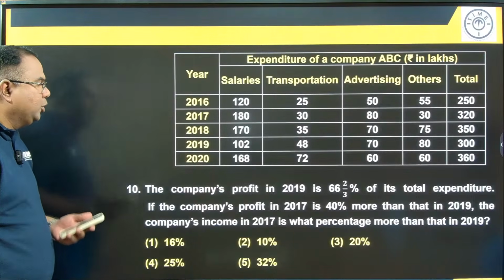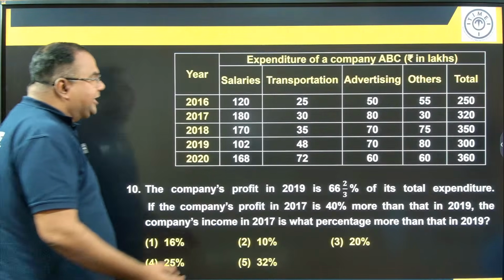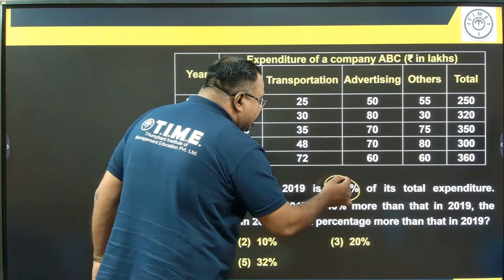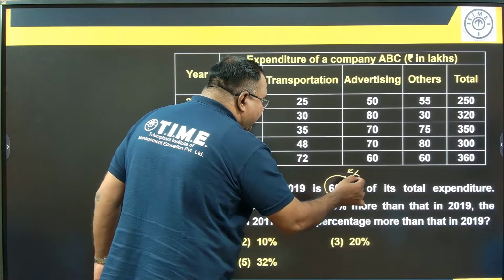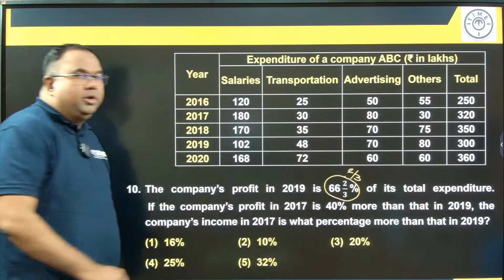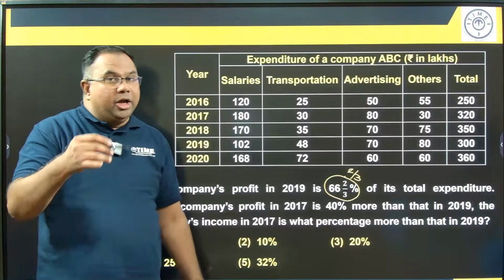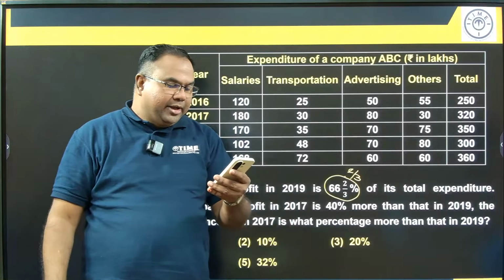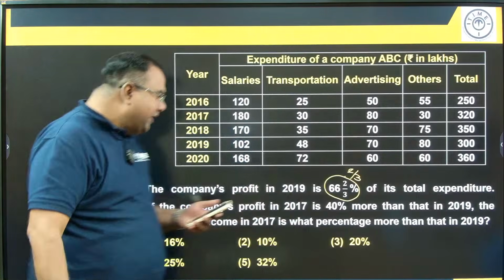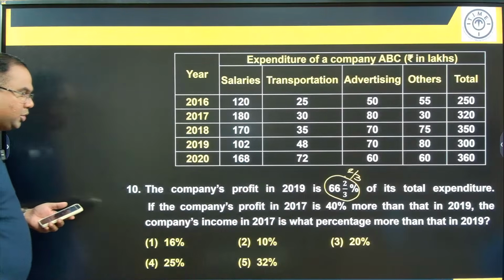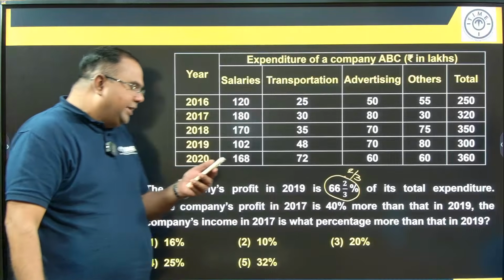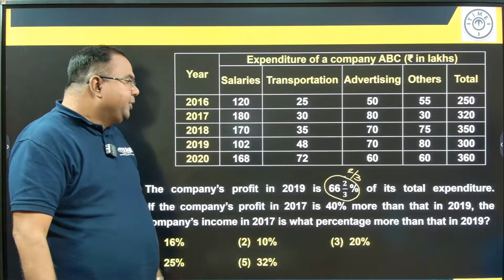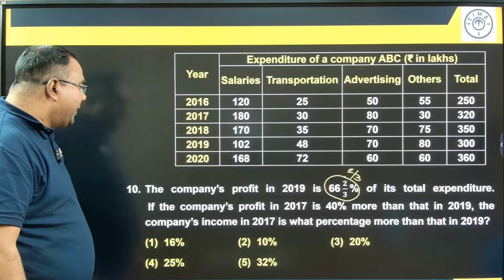Company's profit in 2019 is 66 2/3% of its total expenditure. Simple. 66 2/3%. What is the reciprocal value? 2/3. You might have by-hearted all your reciprocal values 1/2 to 1/12, including their multiples, right? So Gaurav Singh is saying 20 is the answer. So 20 is present in the third option. Fantastic, Gaurav. Very good. So let's move on. So it is 2/3 of its total expenditure.